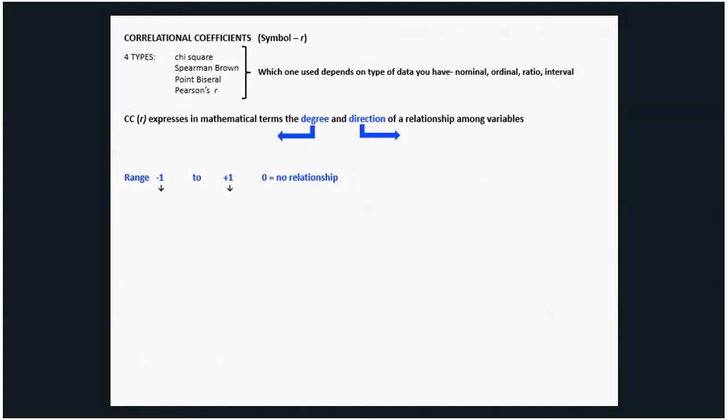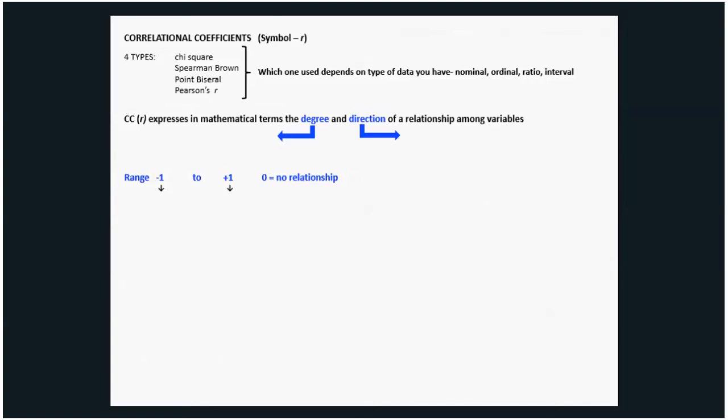Okay, correlation coefficients now. There are 4 basic types of correlation coefficients, and usually they'll indicate a correlation coefficient by R, okay? You have 4 types. You have chi-square, Spearman-Brown, point biserial, or Pearson's R. I think most of the time you see Pearson's R utilized, but you want to be familiar with all of these because they may ask, which of the following would indicate the greatest relationship using a Spearman-Brown calculation. And you'll know basically what that is.